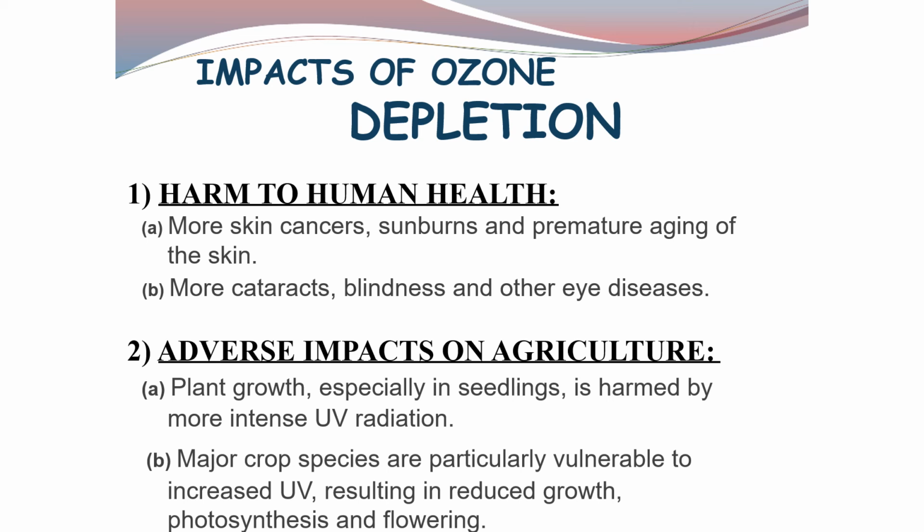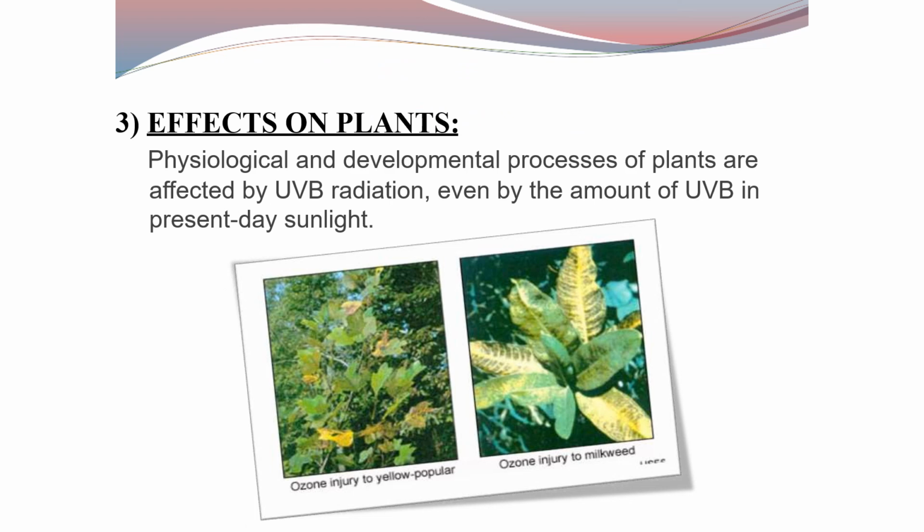More cataracts, blindness, and other eye diseases also occur due to the depletion of the ozone layer. Second, adverse impacts on agriculture. Plant growth, especially in the seedling stage, is harmed by more intense ultraviolet radiation. Major crop species are particularly vulnerable to increased ultraviolet, resulting in reduced growth, photosynthesis and flowering.